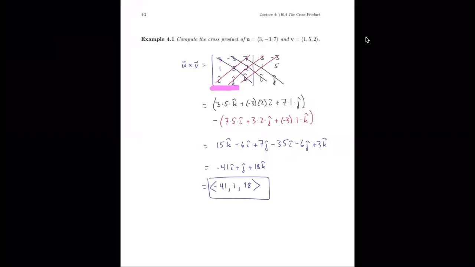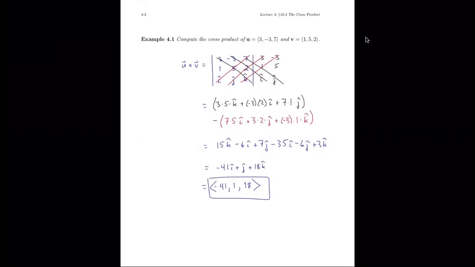So we set up u, then v, then i, j, k. Then we've appended the first column and the second column. We're able to construct our diagonals: 3 times 5 times k, negative 3 times 2 times i, 7 times 1 times j. That's the whole line right here. Similarly for the red, we've got all the diagonals that cut back right to left with the standard basis vectors. And we're off and rolling.